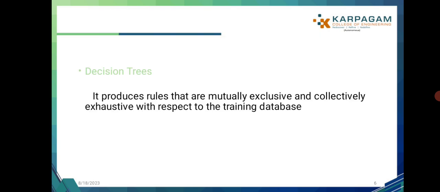Next technique is the decision trees. It produces rules that are mutually exclusive and collectively exhaustive with respect to the training database. Decision trees are a simple knowledge representation and they classify examples to a finite number of classes. The nodes are labeled with attribute names. The edges are labeled with possible values for this attribute and the leaves are labeled with different classes.